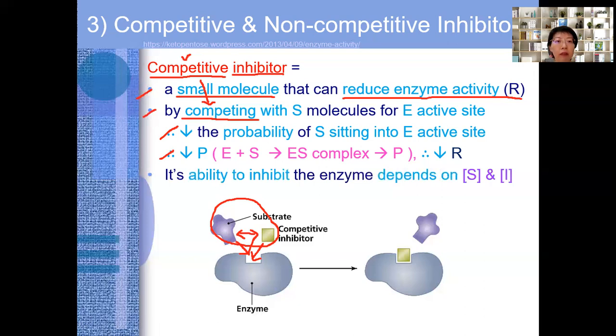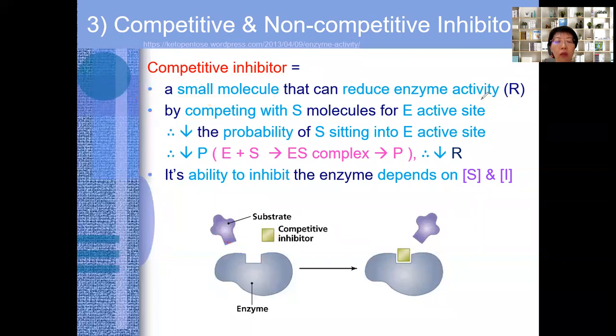And there's one more point. Its ability to inhibit the enzyme depends on substrate concentration as well as inhibitor concentration, which I'll show you today. Okay, I have not mentioned this yet. Inhibitor concentration also affects the ability of the inhibitor to inhibit enzyme activity. So the easiest way for me to show you is this.